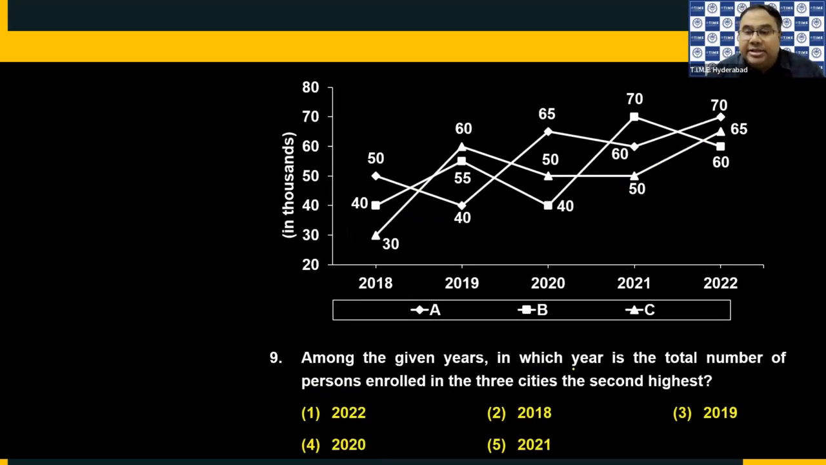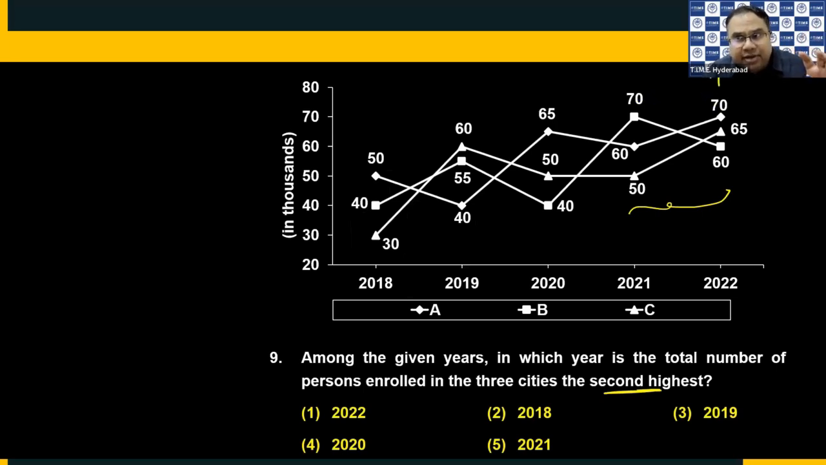Question number 9. Among the given years, in which year is total number of persons enrolled in the 3 cities second highest? Now, what I'm trying to say is, if you observe here, these two by observation seem to be highest. 70, 70, 65 is more, 60. So definitely this is more. 65, 50, 40, 65, all these values are less than this. So definitely this is highest.